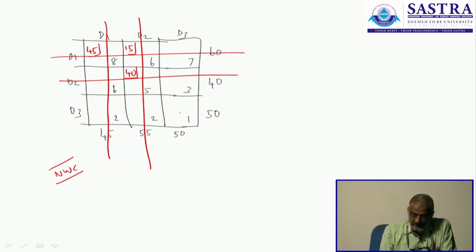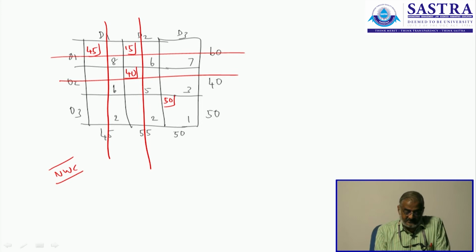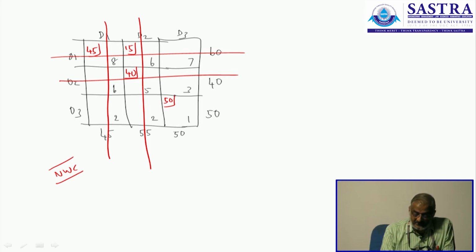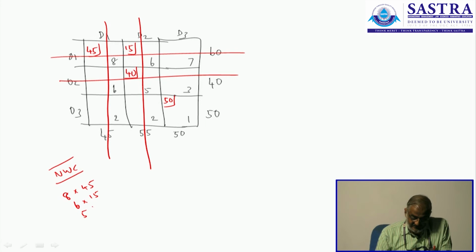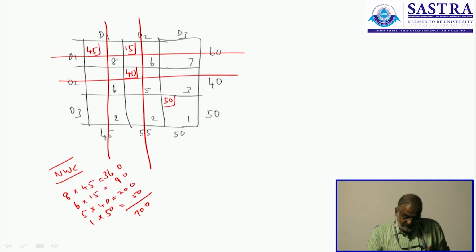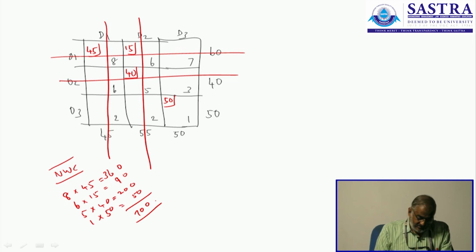Now next cell is O3 D3, where the demand is 50, supply is also 50. So I can supply this 50. Now let us verify the rim requirements. 45 plus 15, 60; 40, 40; 50, 50. Come to columns: 45; 15 plus 40, 55; and 50. So NWC is now over. What is the total cost for this northwest corner rule? We will have 8 into 45, 6 into 15, 5 into 40, then 1 into 50, 700. This is the total transportation cost by northwest corner rule.